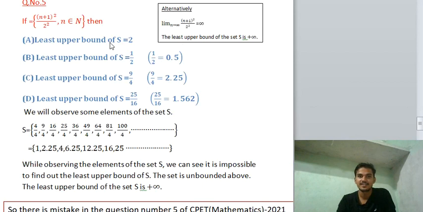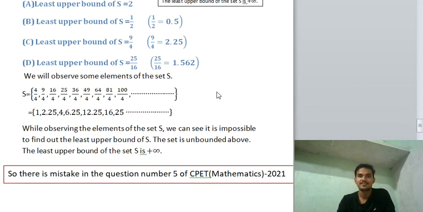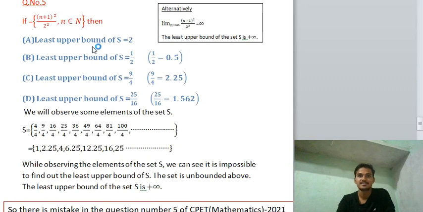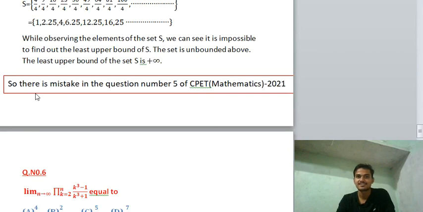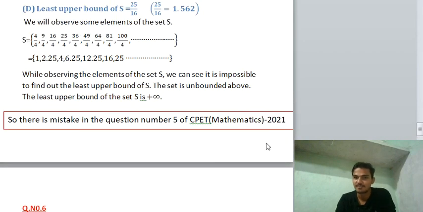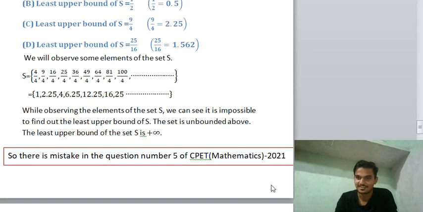But infinity is not among the options. The first option is 2, the second is 1 by 2, the third is 9 by 4, and the other is 25 by 16. So there is a mistake in this question. I have also mentioned it there. There is a mistake in question number 5 of CPET 2021. You can check it. Thank you so much.